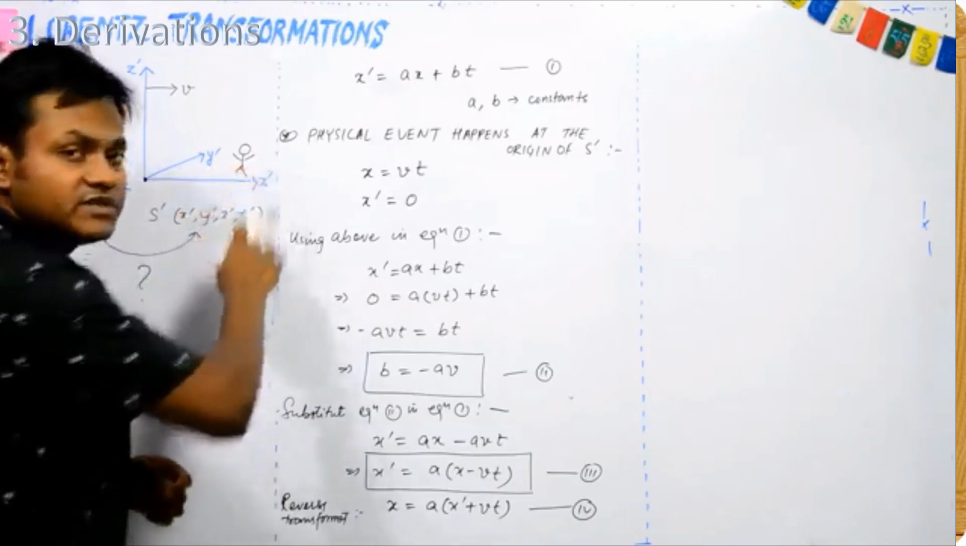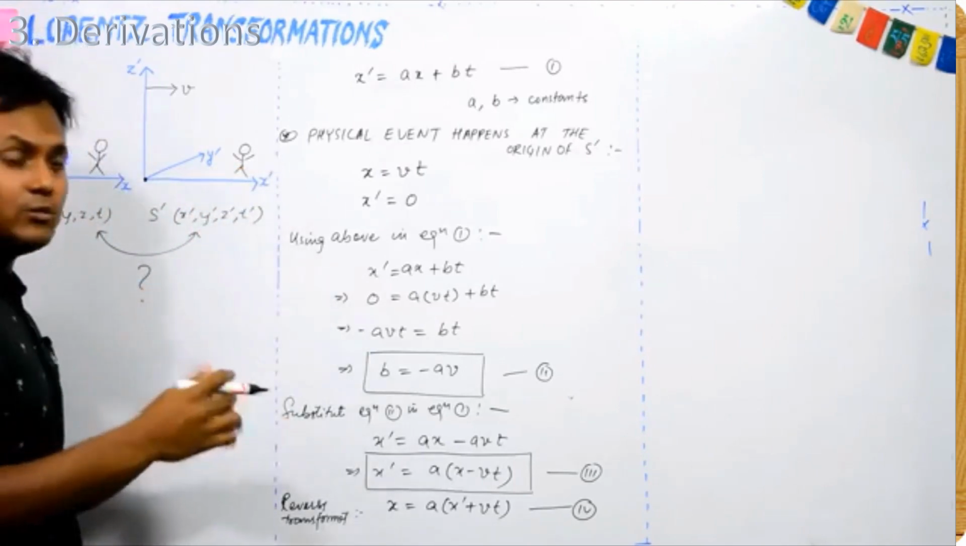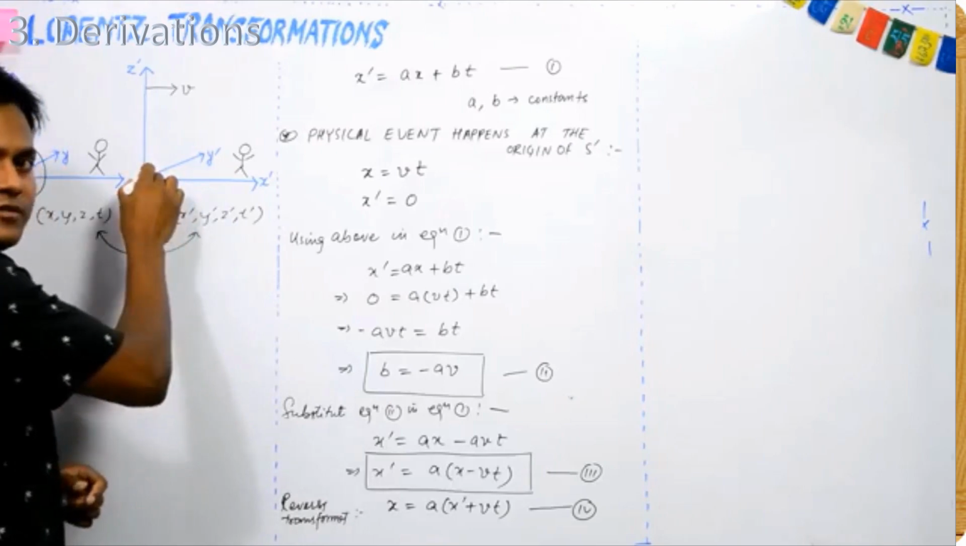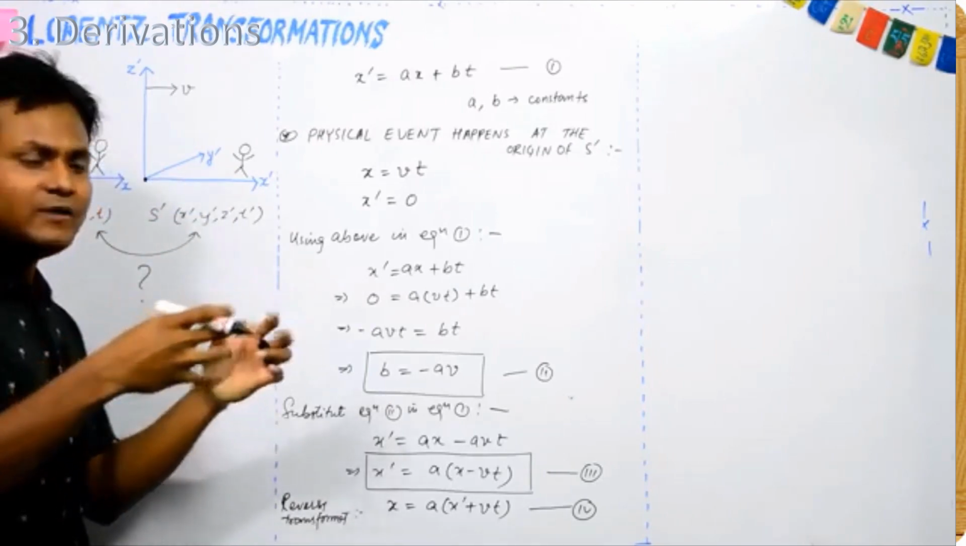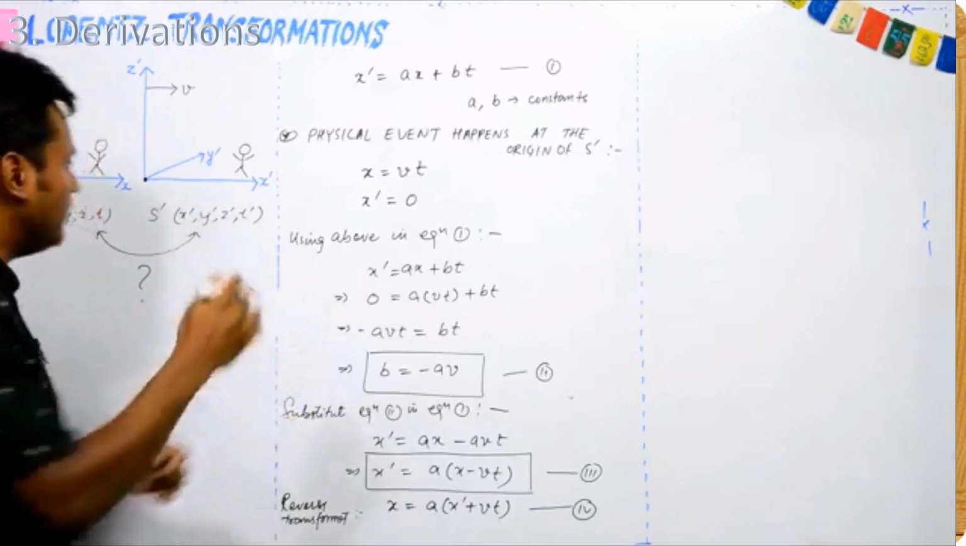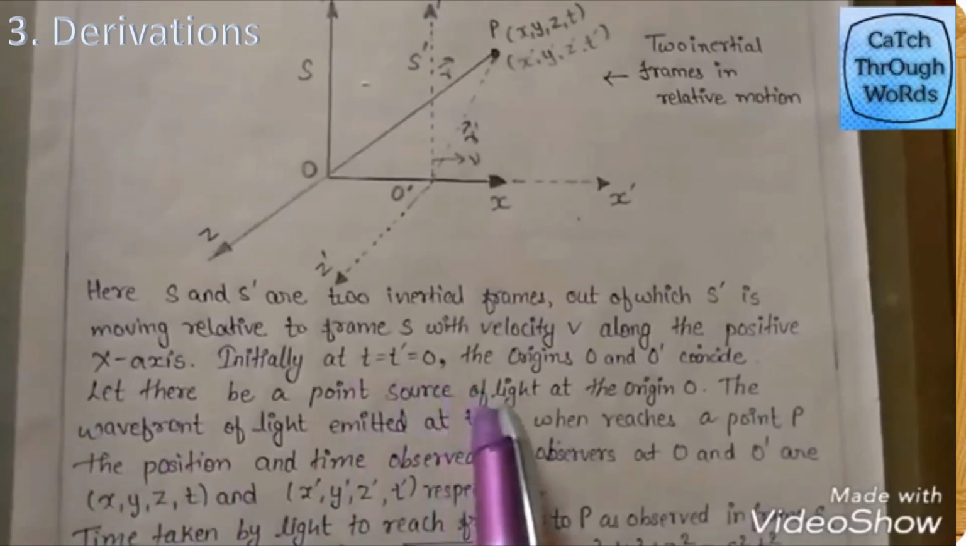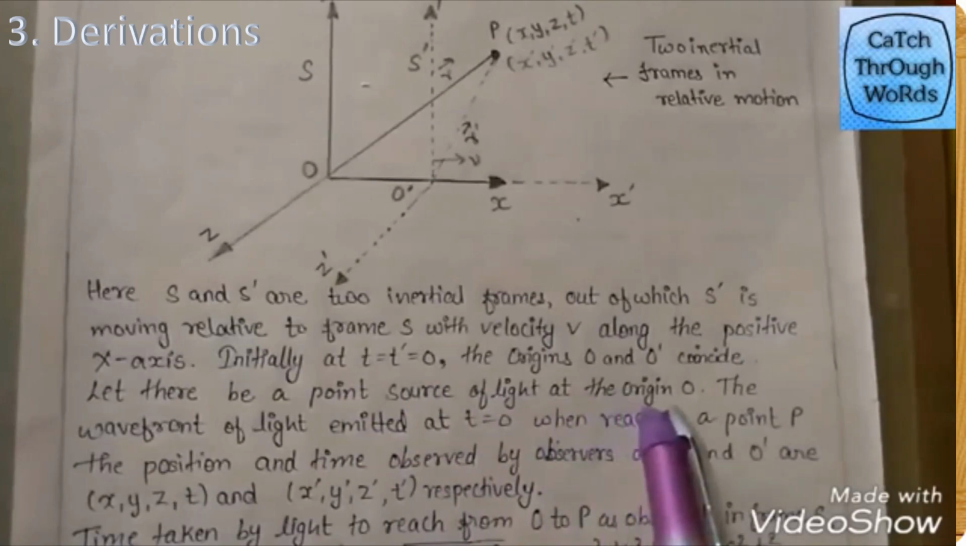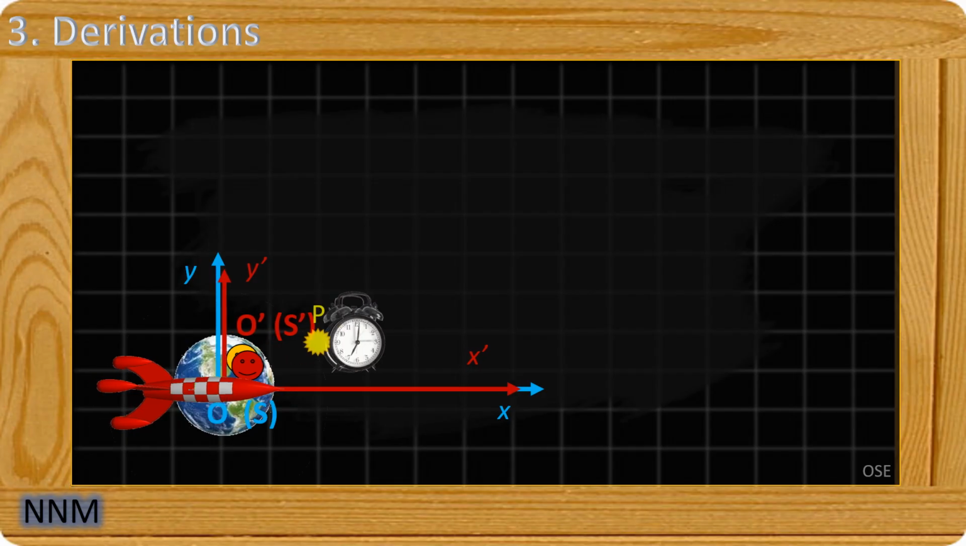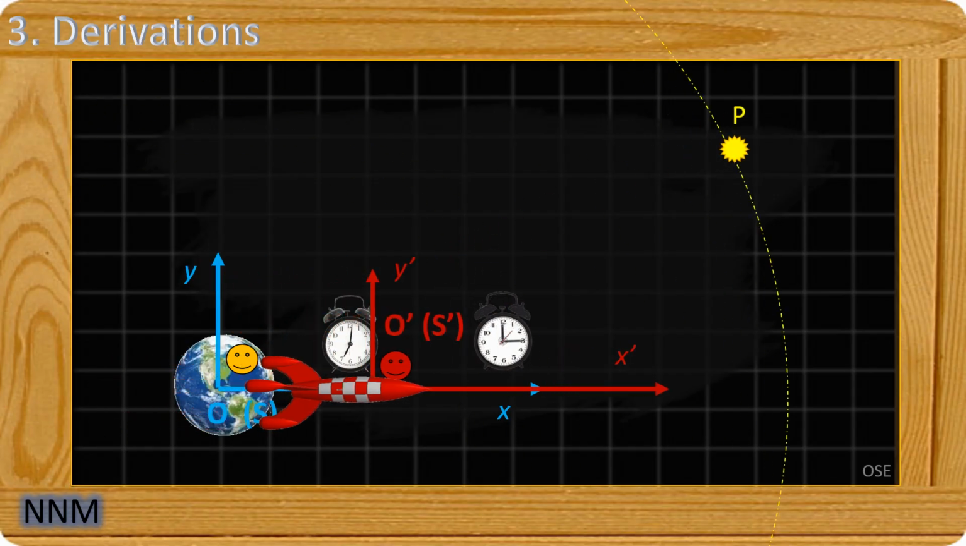From this person's perspective, however, the light went off from his own frame of reference origin, and after some time has elapsed, the light will move out in the form of a spherical wavefront, something like this. Now let there be a point source of light at origin O. Another peculiarity of this demonstration is that the light wave must start when the origins O and O prime of the reference frames coincide, and only at that time.